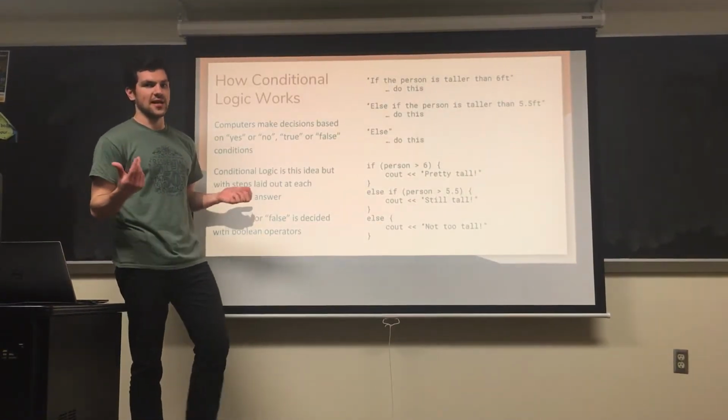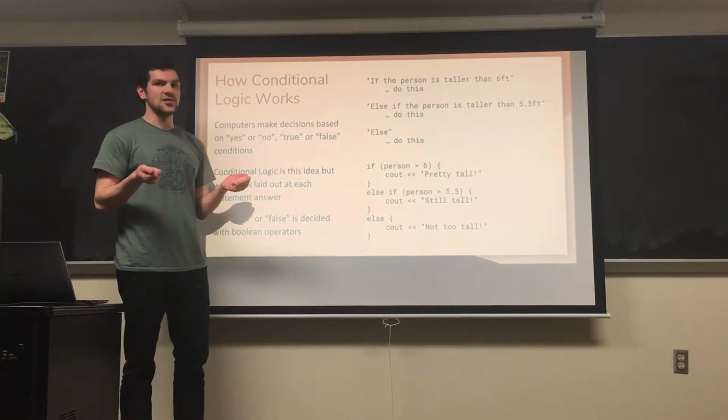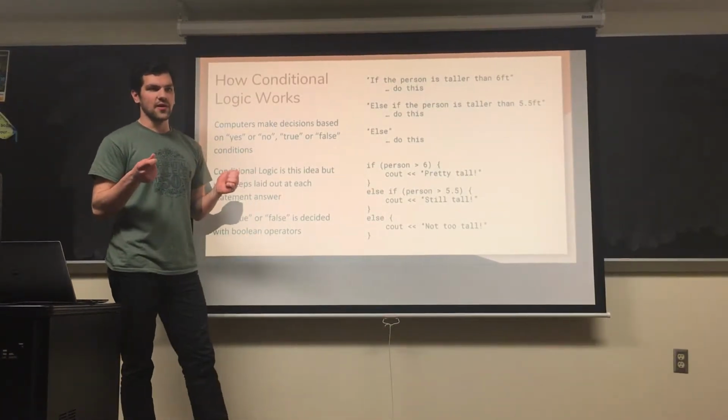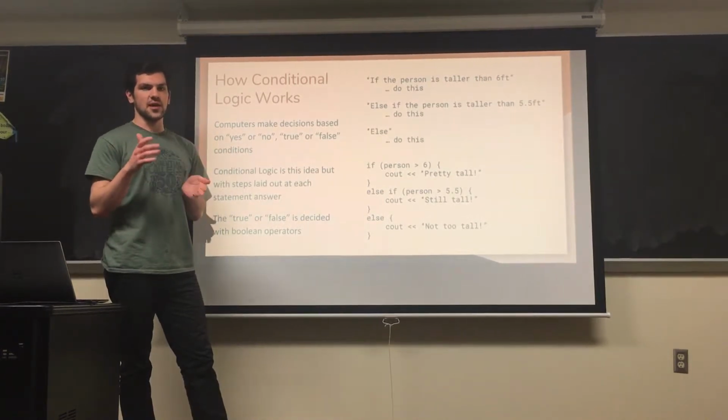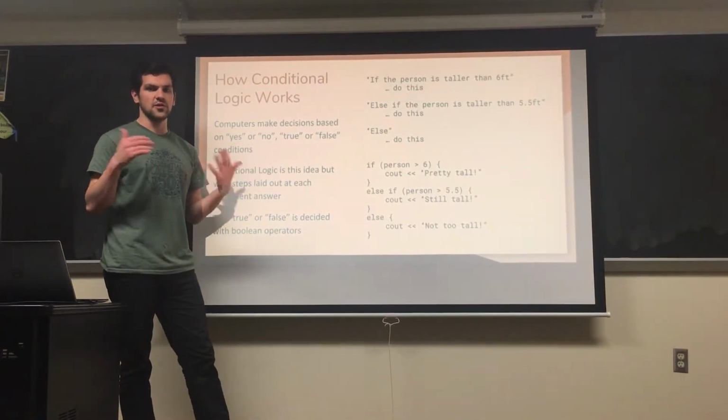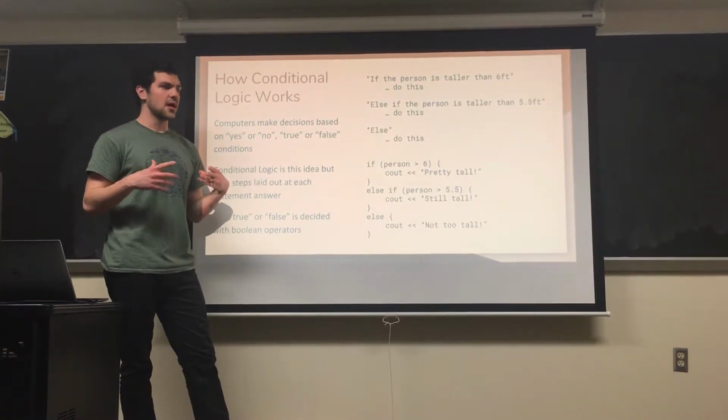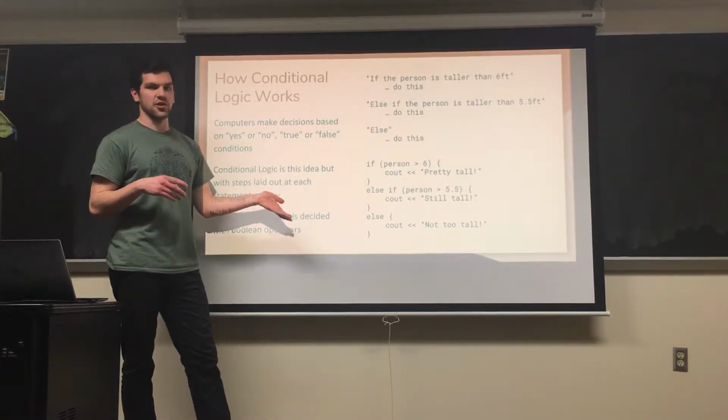So first, what is conditional logic and how does it work? Conditional logic is the way we evaluate if something's true or false in a computer and what decisions to be made. We all know computers are comprised of 1-0 decisions, trues or falses, yes or no, and conditional logic gives us some structure to that.